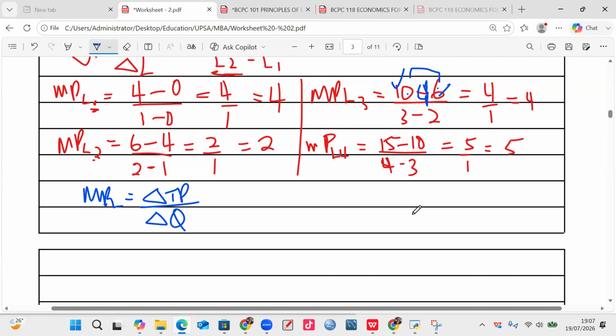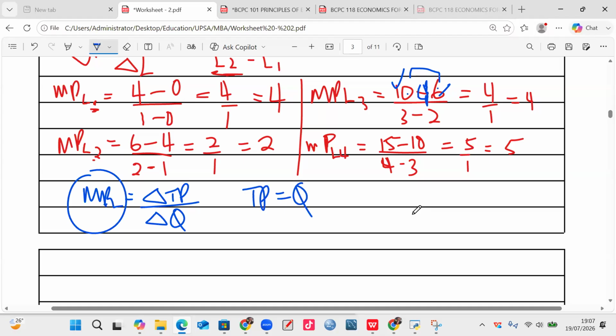Wrong. Because we are not dealing with production, we are dealing with revenue. No, I'm talking about marginal product. I'm using marginal product. I'm not using marginal revenue. I'm saying, if I write this, is it correct or wrong? It is wrong. It's wrong because total product is the same as what? The output, the quantity.